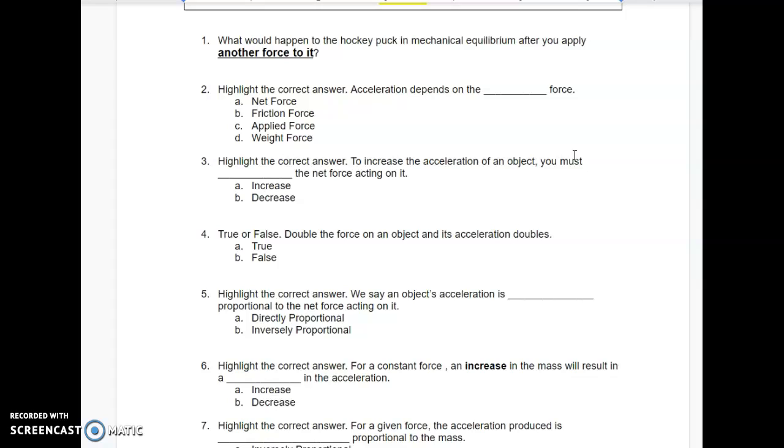All right, so number two, we needed to highlight the correct answer. Acceleration depends on the blank force. So acceleration depends on your force applied, right? But is that the only type of force? No, right? We have to look at all of the forces that are acting on the object in order to identify your acceleration. So acceleration depends on your net force, or the sum of all of the forces acting on the object. You can have friction force, you can have the applied force, you can have weight force, but what acceleration depends on is the net force, or the combination of all the forces acting on an object.